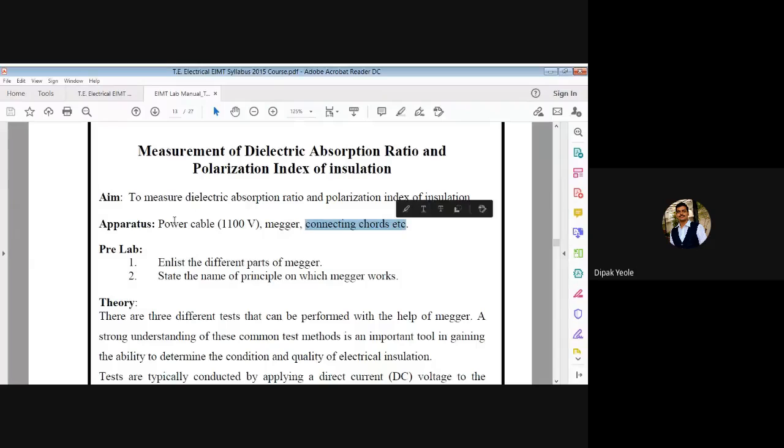So the power cable is nothing but an electrical equipment, and for that power cable, we have to measure the dielectric absorption ratio and polarization index. So this is the apparatus we need. Obviously, there is a pre-lab question. The first question is, enlist the different parts of Megger. This is the prerequisite of this particular experiment.